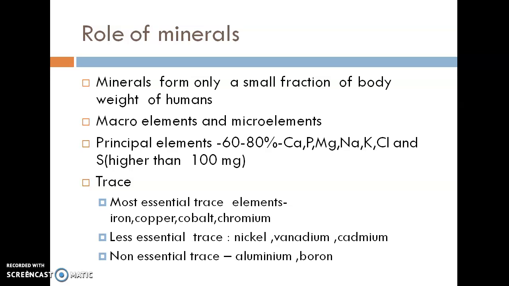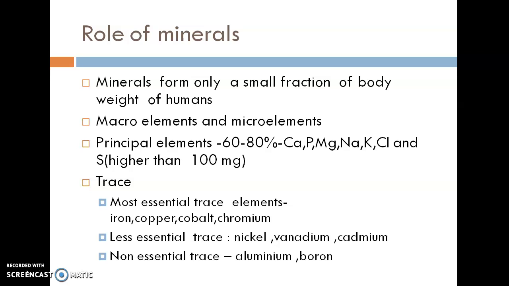The classification of minerals based on the biological significance. Mineral elements are classified into two major groups, that is principal elements or macro elements or major elements, and trace elements or micro elements. The principal elements amount to 60 to 80% of the mineral contents in the body. They include calcium, phosphorus, magnesium, sodium, potassium, chlorine, and sulfur. For human beings, principal elements are required in amounts greater than 100 milligrams per day.